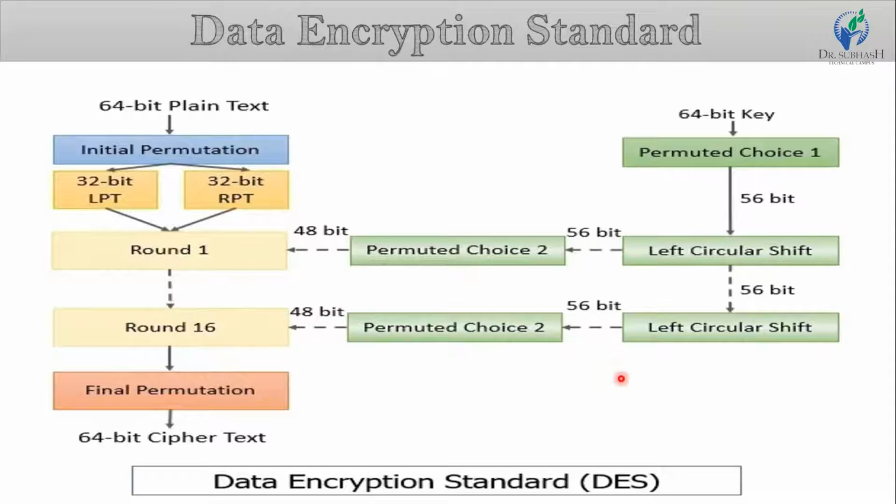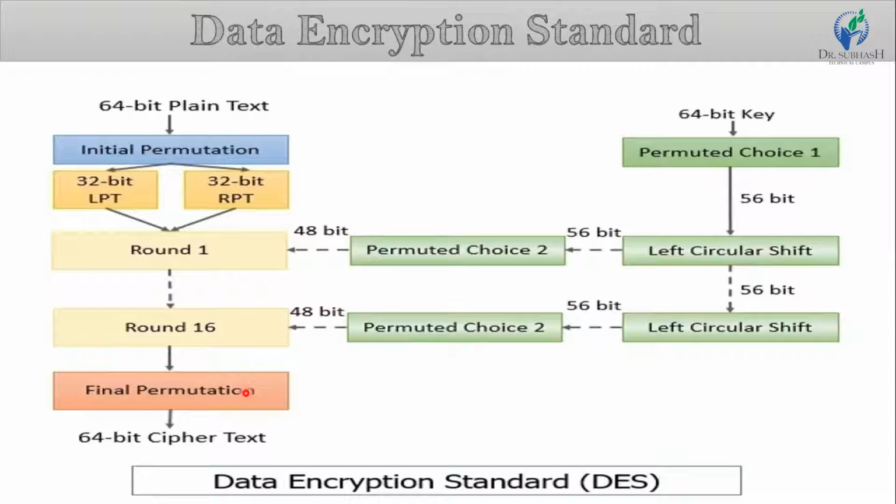Now in step 3, after the 16th round, the 32-bit LPT and 32-bit RPT are integrated, which forms a 64-bit block again, and then the final permutation is applied to this 64-bit block to obtain the 64-bit ciphertext. So this is a simple encryption process. I will repeat this process again for better understanding.